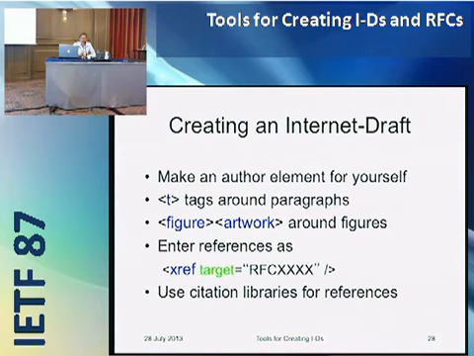T tags around paragraphs, figure artwork around figures. So those tags usually appear together, the element, figure, and artwork. It's basically the same as the .nf that I mentioned with inrof edit. .nf is telling it, don't wrap these lines. In XML to RFC, figure artwork is telling the tool, don't wrap these lines, output exactly as I have it in the source file.